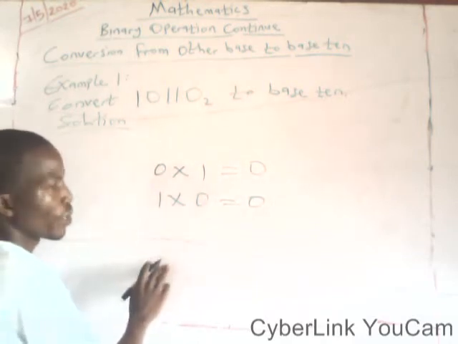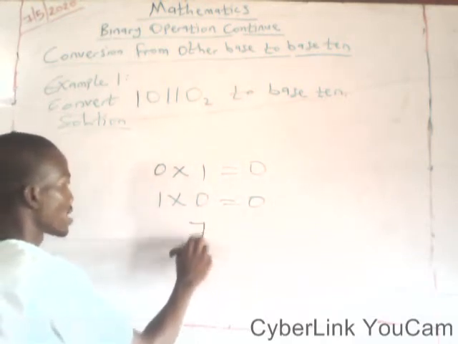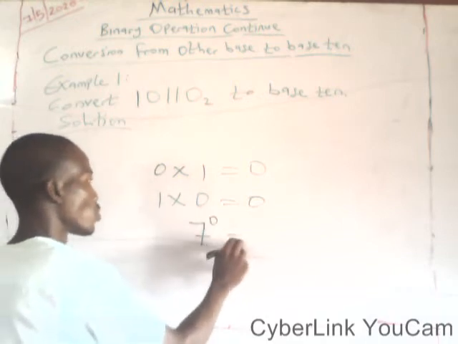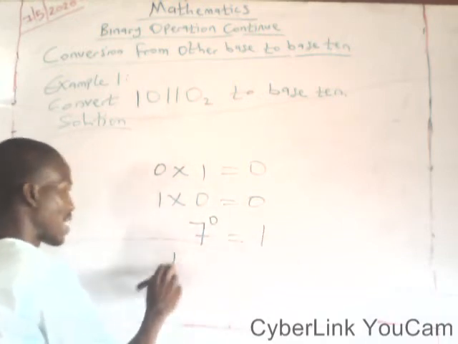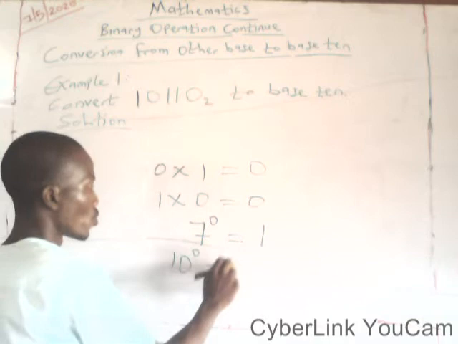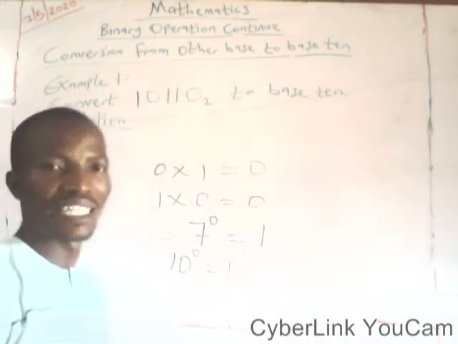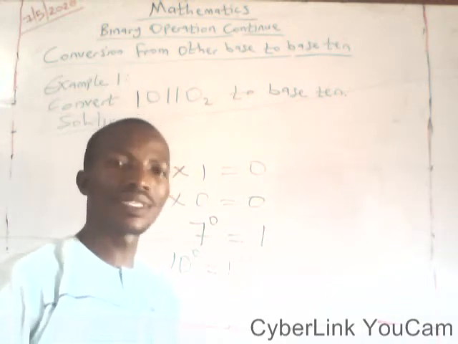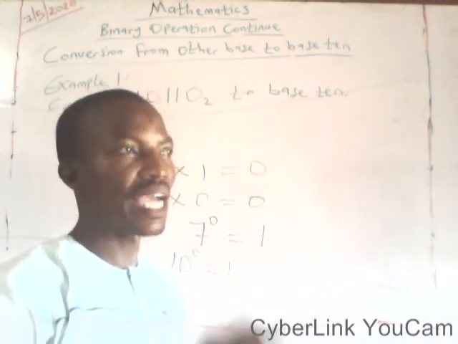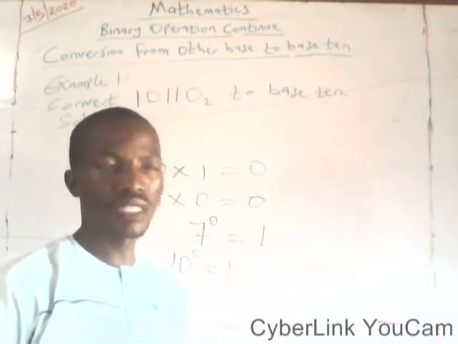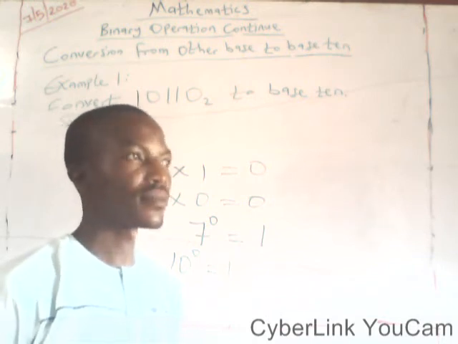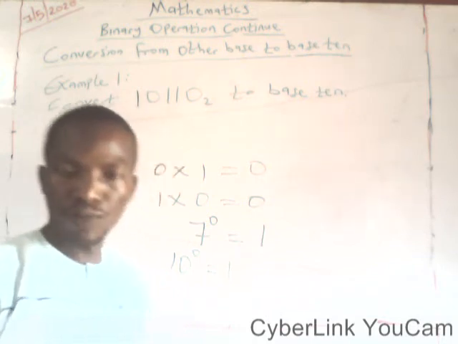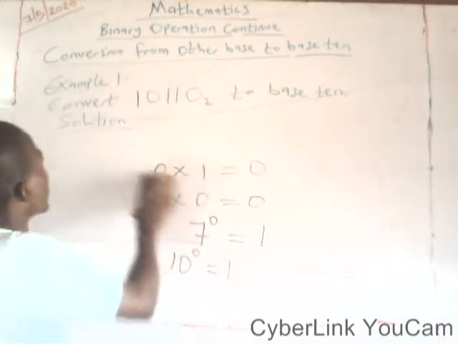But a number raised to power 0, let's take for example 7 raised to power 0. This is equal to what? 1. 10 raised to power 0 is also equal to 1. No matter how big the number is, irrespective of such numbers, once it is raised to power of 0, the answer that you are going to have is 1. Now let us move to the example.